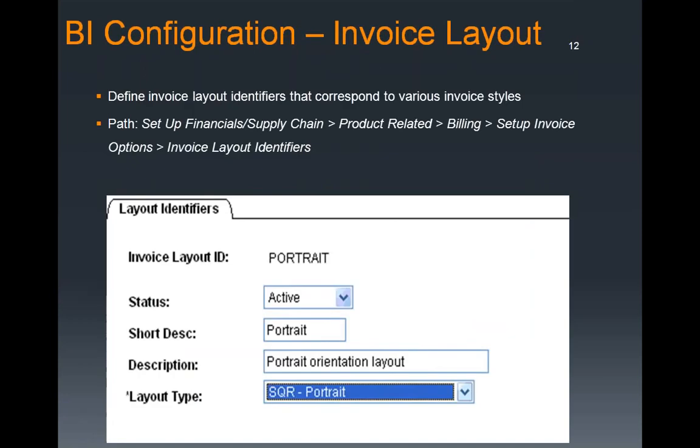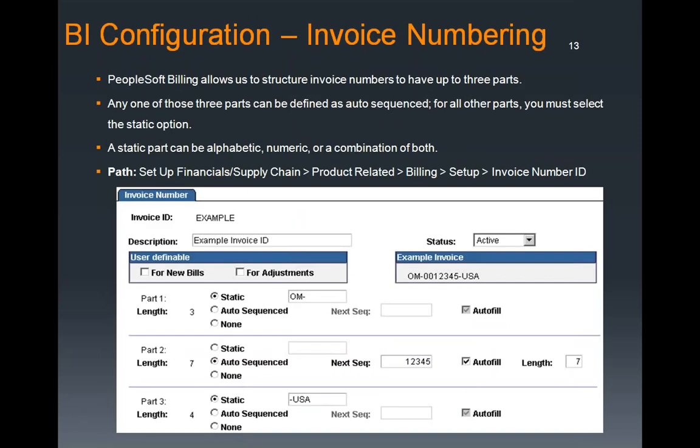And invoice layout: how your invoice should be, whether it's a portrait or landscape format, you should mention. Numbering: invoice numbering comes into the picture. When you are creating the bill, the bill add page will be there. When you click on add, the invoice ID will come next. After that you enter all the details for the bill. When you click on the save button, the bill ID will be generated automatically, based on the setup.